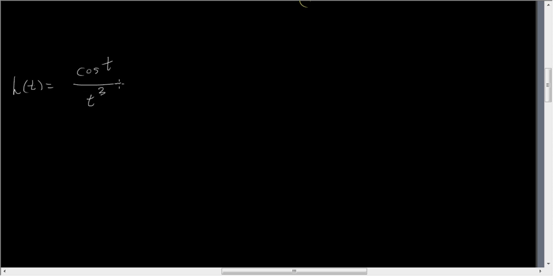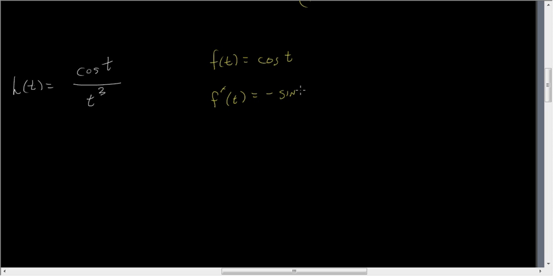All right, so let's go ahead and identify, very first thing, identify the top as f. F of x is equal to cosine. F of t is the cosine of t. That means that f prime of t is equal to negative sine of t.